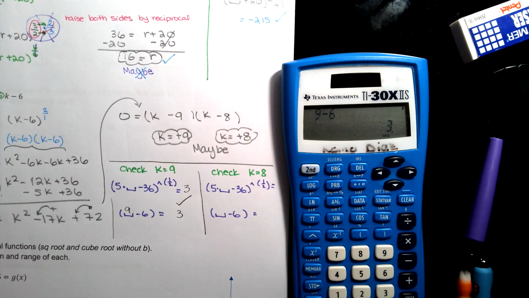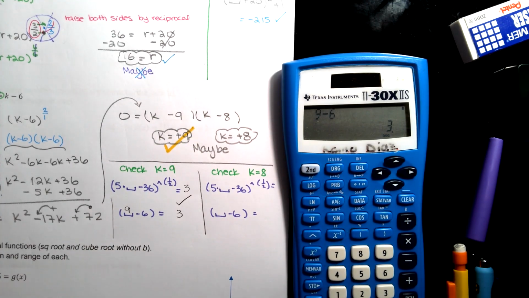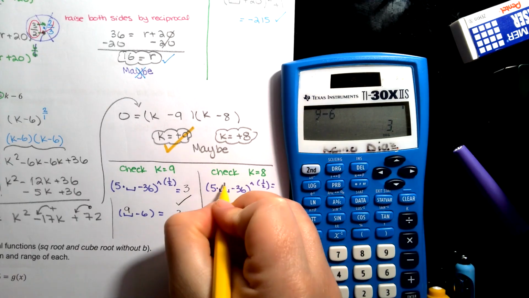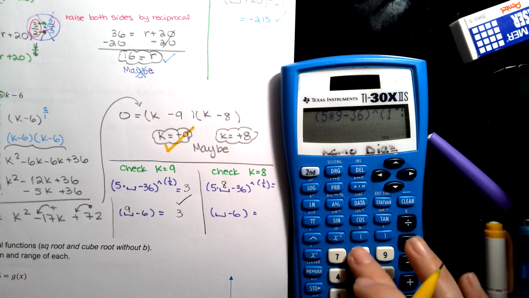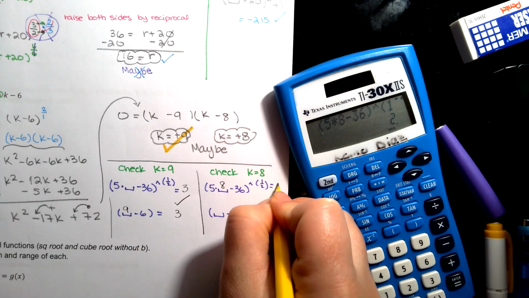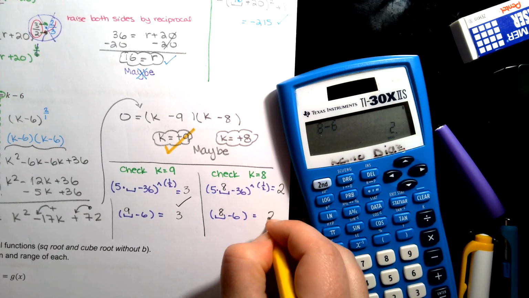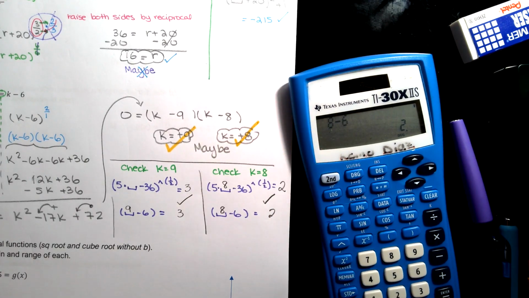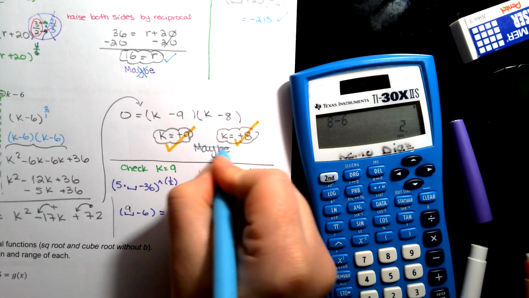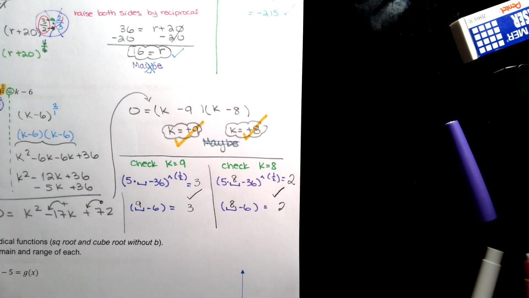So 9, yes, 9 does work. So we're going to give 9 a check mark. And let's do the same thing for 8. And I am going to cheat. I'm going to go up on my calculator. Where I had 9, I'm just going to type in 8. That gives me 2. And 8 minus 6 is also 2. So that also checks out. So both 9 and 8 are our answers. So then I'm just going to cross out our maybe because we actually did check our work.